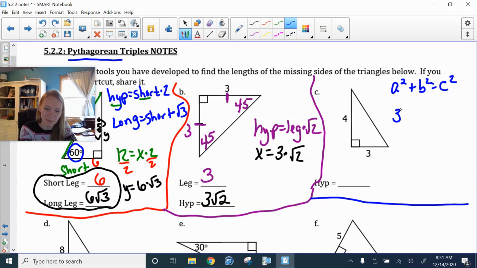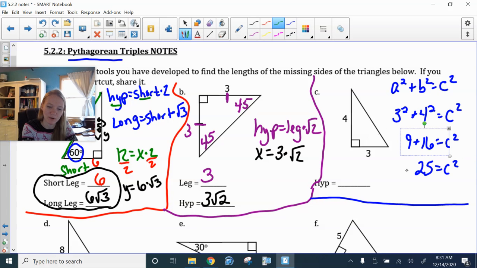I'm going to do it just so you guys can see it. 3 squared plus 4 squared equals c squared. 3 squared is 9. 4 squared is 16. Add them up, you get 25. And then you would square root. It's not a ton of work, but it's definitely more work than anything else that we've done recently.